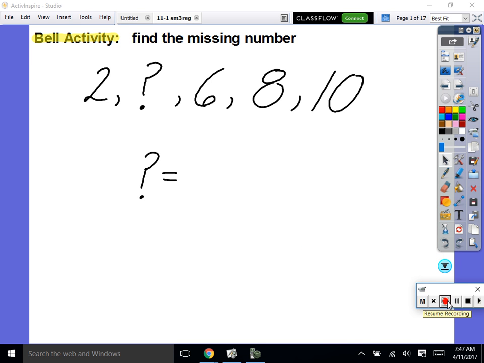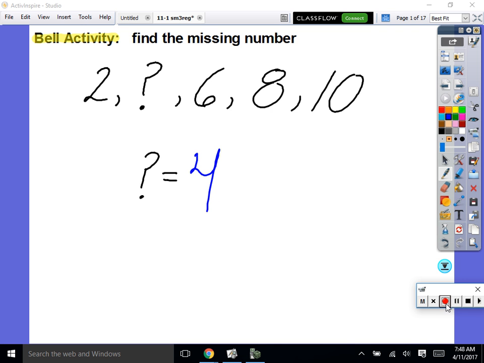Easy. So this was a really easy one to start us out with. We're going to be dealing with sequences. So 2, blank, 6, 8, 10. Your logical thinking skills told you that question mark was 4, right, everyone? Okay, so how did you see that? Can you explain to your group how you were able to know it was definitely probably 4?